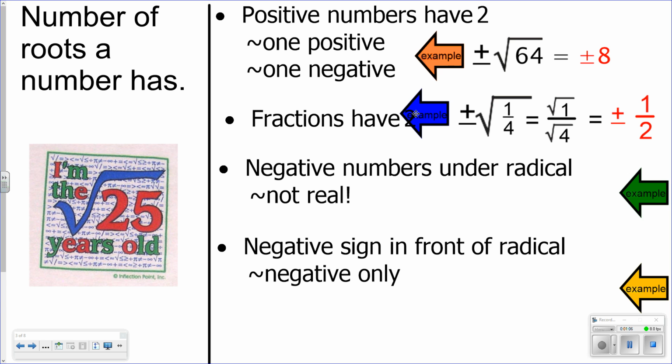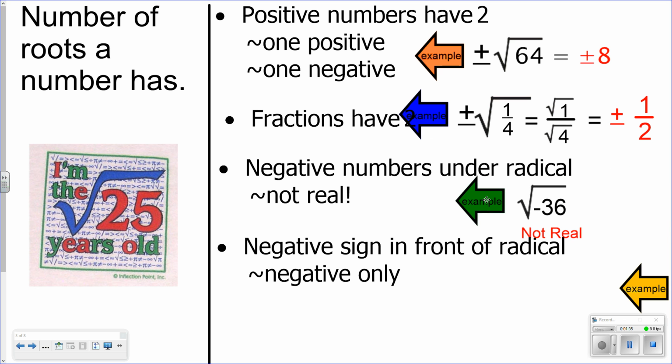Fractions have 2 as well. So plus or minus the square root of 1/4 is equal to, see how they broke it up, the square root of 1 over the square root of 4. Well, the square root of 1 is 1, because 1 times 1 is 1. The square root of 4 is 2, because 2 times 2 is 4. So my answer is plus or minus 1/2.